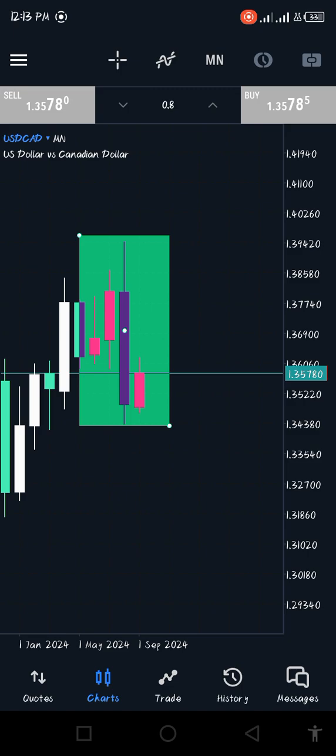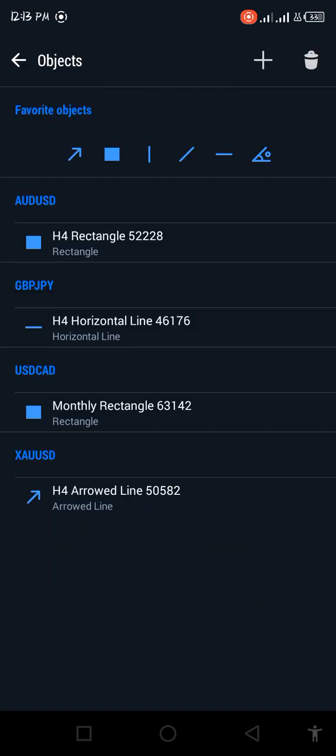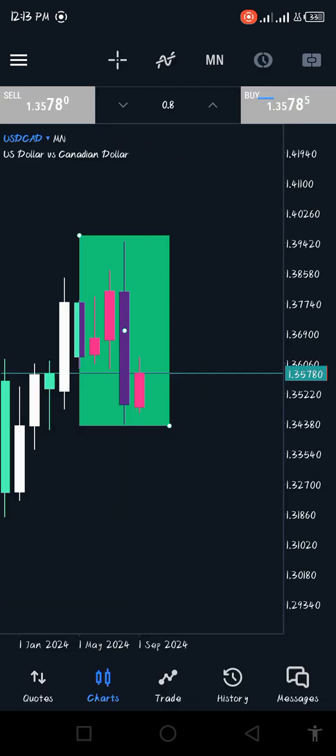How do we do that? We take a line tool and put it where price is currently, and we can notice that price is almost at the bottom of the box. What does that tell us, guys? It tells us that we are looking much more for selling opportunities.